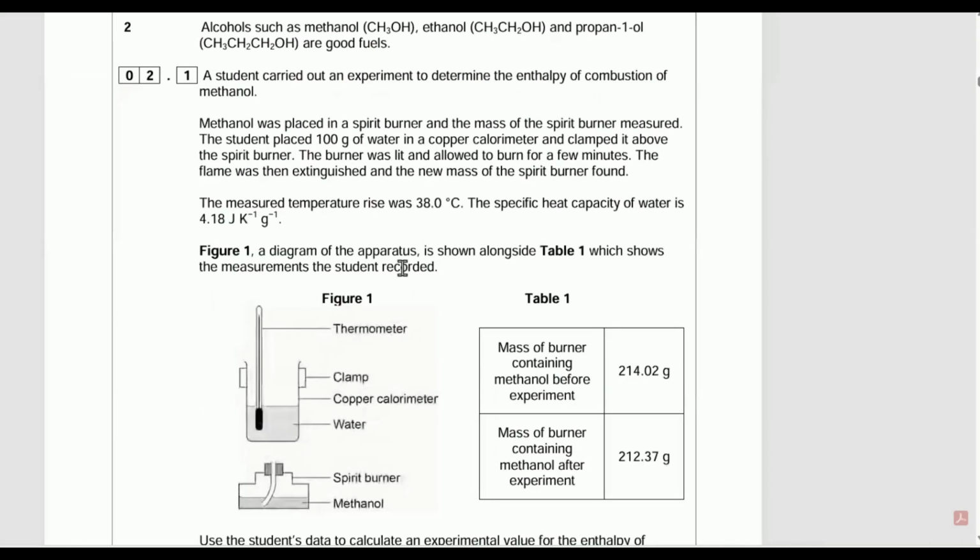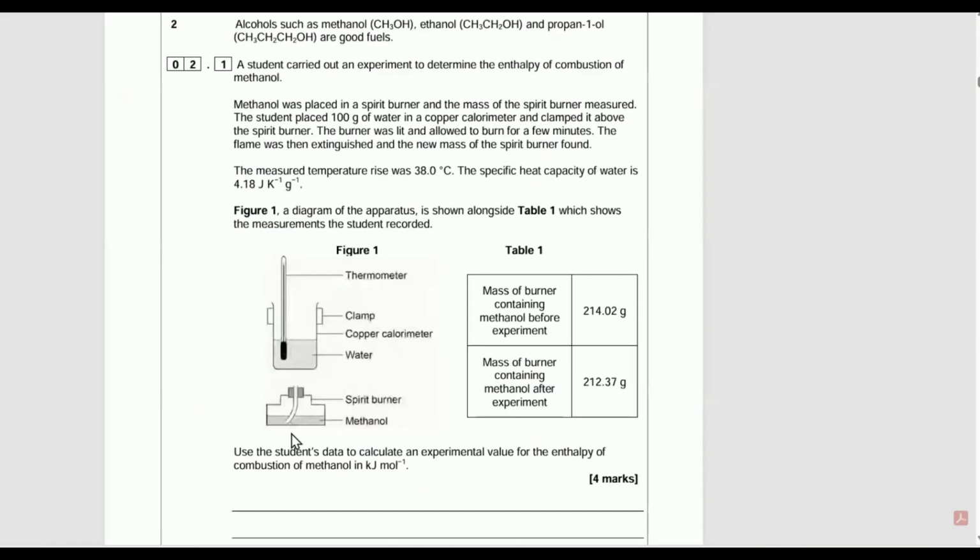Let's get a little bit more of this into the picture. So what is the question here, folks? Use the student's data to calculate an experimental value for the enthalpy of combustion of methanol in kilojoules per mole to the -1, 4 marks. We've been given the mass of the spirit burner containing methanol before the experiment, 214.02 grams, and the mass of the burner containing methanol after the experiment, 212.37 grams. And we've been given the apparatus setup. We've got a copper calorimeter, water, a clamp, a thermometer, a spirit burner, and some methanol in there with a wick.